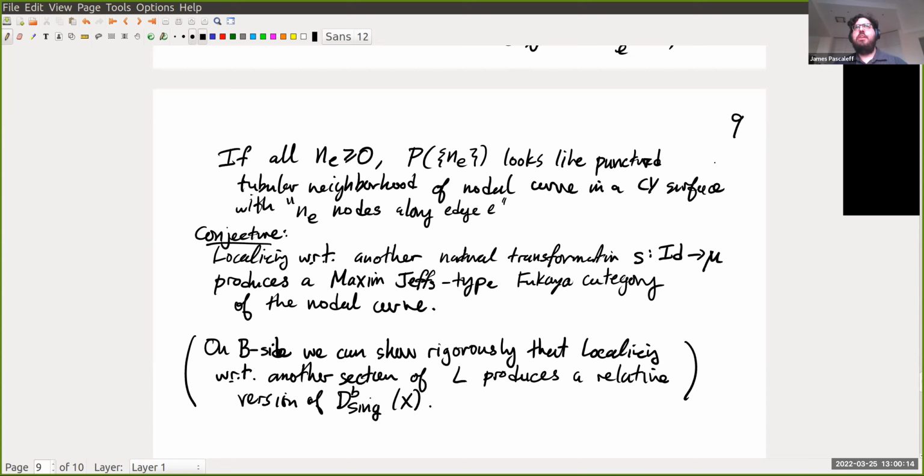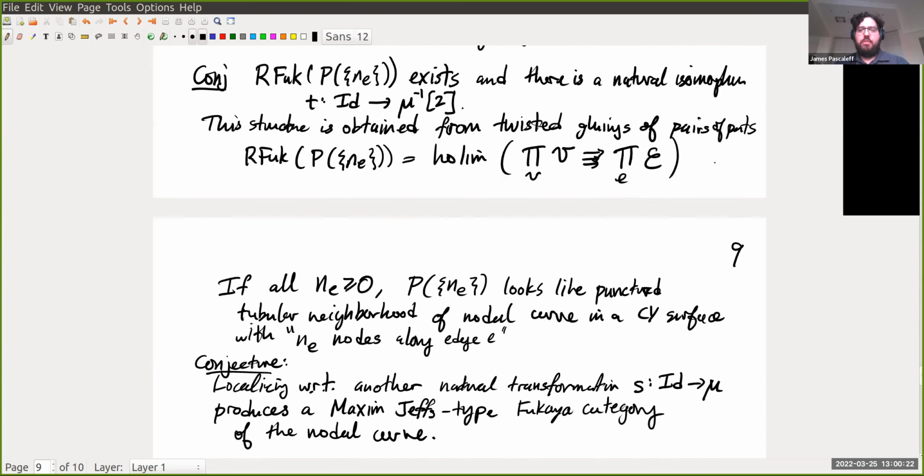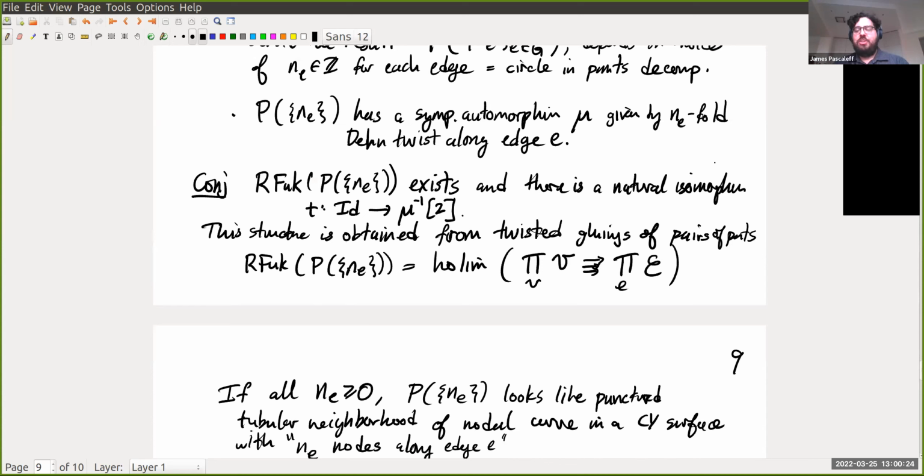One thing that still connects back to Fukaya categories of surfaces is via the work of Maxime Jeffs. What do I have? I have now this Rabinowitz-Fukaya category, conjecturally, which is mu twisted 2 periodic. So mu is isomorphic to a shift by 2. I could do then a further localization that makes mu isomorphic to the identity. And if you make mu isomorphic to the identity, you also make the shift by 2 isomorphic to the identity. So you get a 2 periodic category.